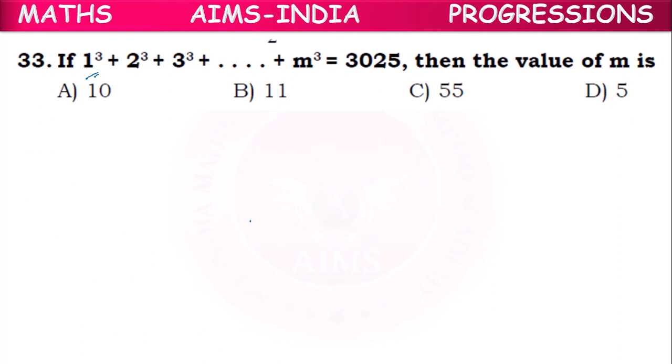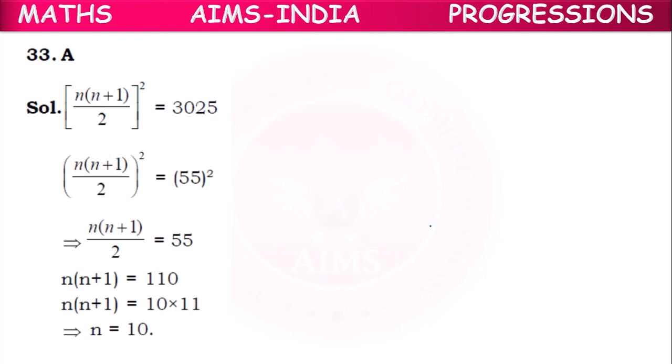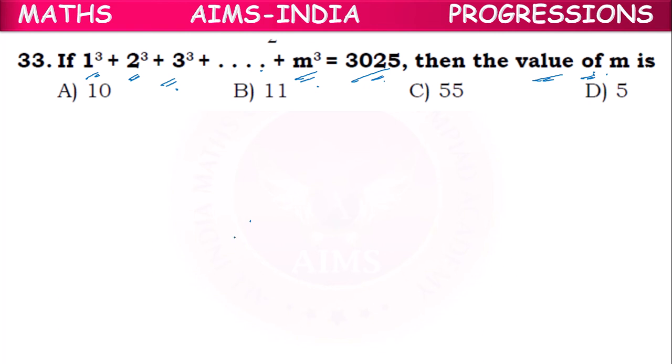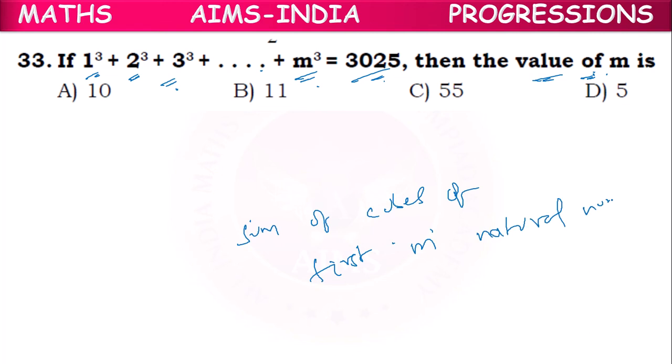Next children. 1 cube, 2 cube, 3 cube and so on up to m cube. The sum is 3025. Then the value of m is how much? So here these are the sum of cubes of first m natural numbers.